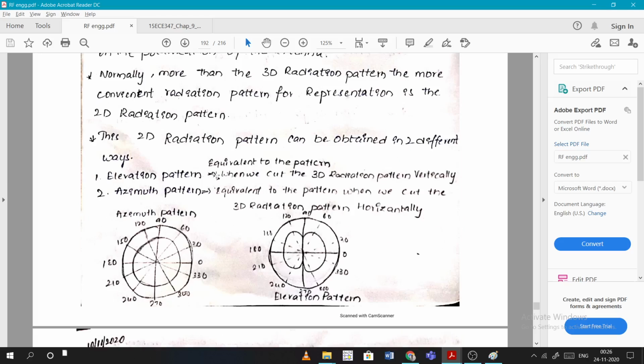So the elevation plane pattern is equivalent to the pattern when we cut the 3D radiation pattern vertically, okay, and if you cut vertically, how will it look. And the azimuth pattern is equivalent to the pattern when we cut the 3D radiation pattern horizontally, okay. So basically the elevation pattern is cut vertically. I have cut this, and horizontal I am cutting like this, okay.